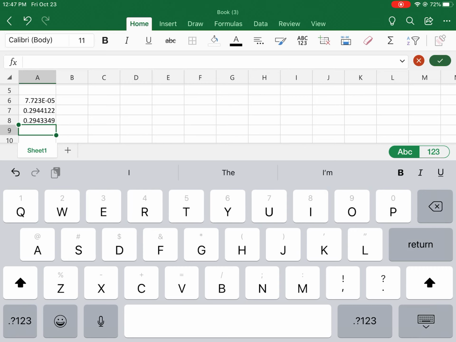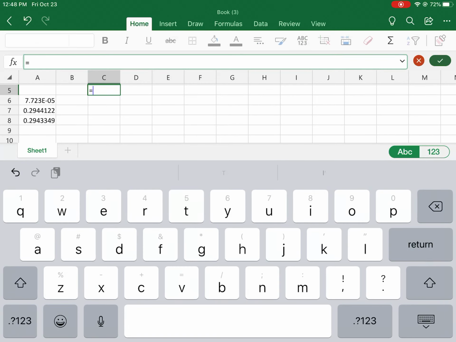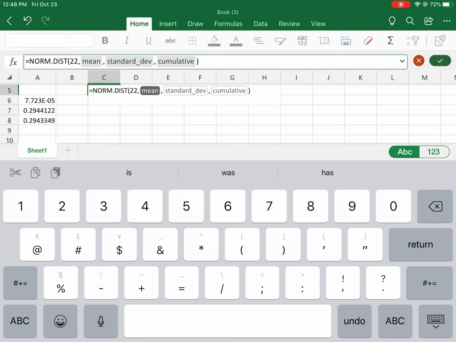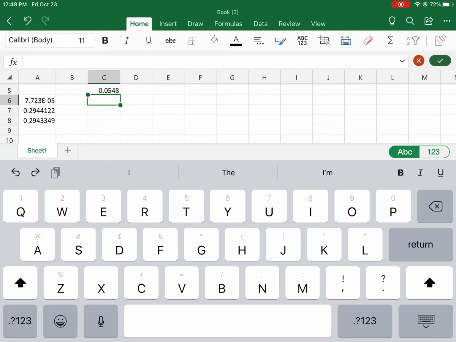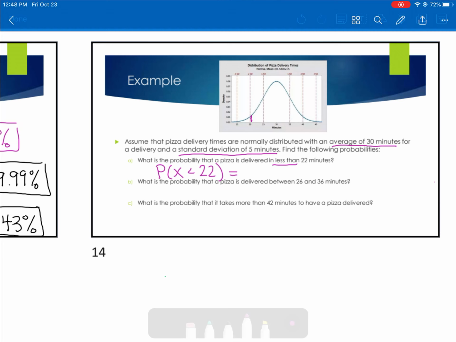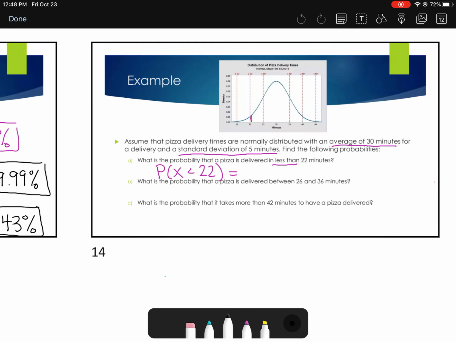Okay, so let's go ahead and go into Excel. Just going to pick a new cell here. So again, equals my norm distribution. We wanted it less than 22, so 22. The mean was 30. Standard deviation is 5. And again, this is always true. Okay, so I get 0.0548, which gives me 5.48%.